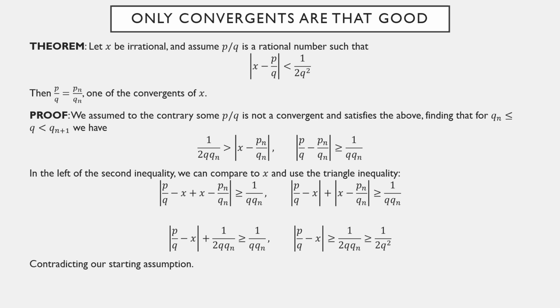So what we've proved is that if p over q is a rational number that satisfies the inequality of the theorem, it must be one of the convergents of x. So only convergents can possibly satisfy that inequality. Not every convergent does, but at least 1 out of every 2 does.